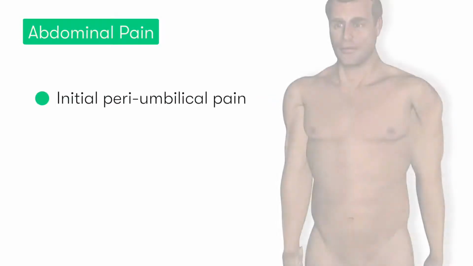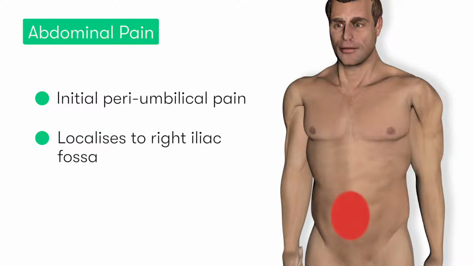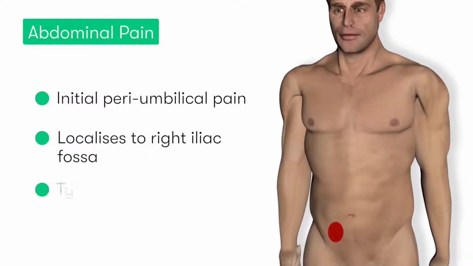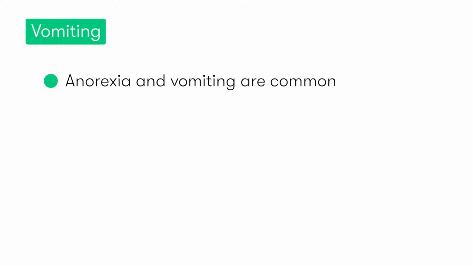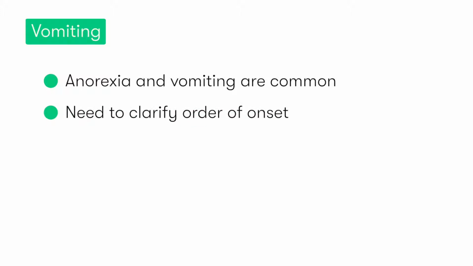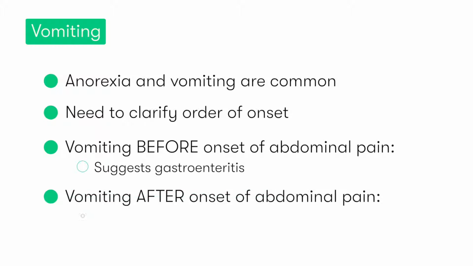The classical description, which is very accurate in helping us distinguish appendicitis from other differential diagnoses, is that the patient develops a vague periumbilical pain initially. Over the next 24 to 48 hours, this pain then becomes localized to the right iliac fossa, typically around McBurney's point. As well as pain, the patient may also complain of anorexia and vomiting. However, it's important to try and clarify from their history the order of the onset of these symptoms, as vomiting that occurs prior to the onset of abdominal pain is usually indicative of gastroenteritis rather than appendicitis.